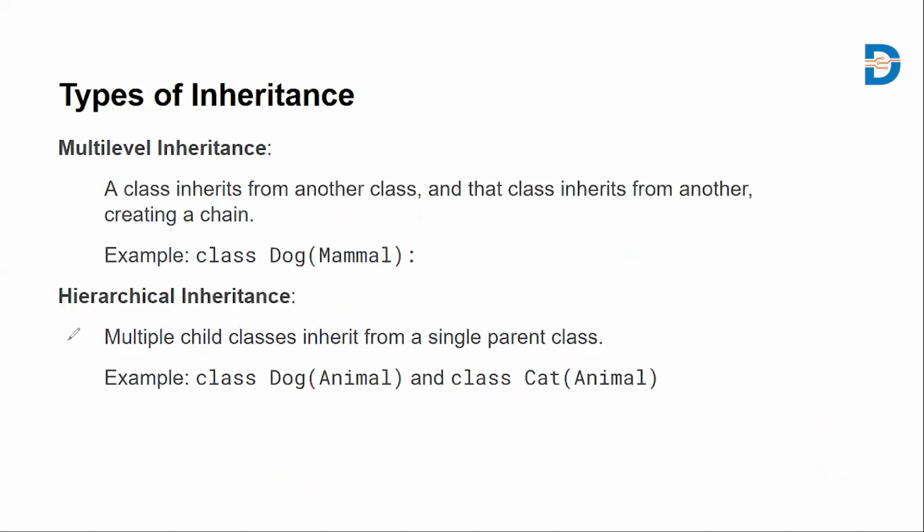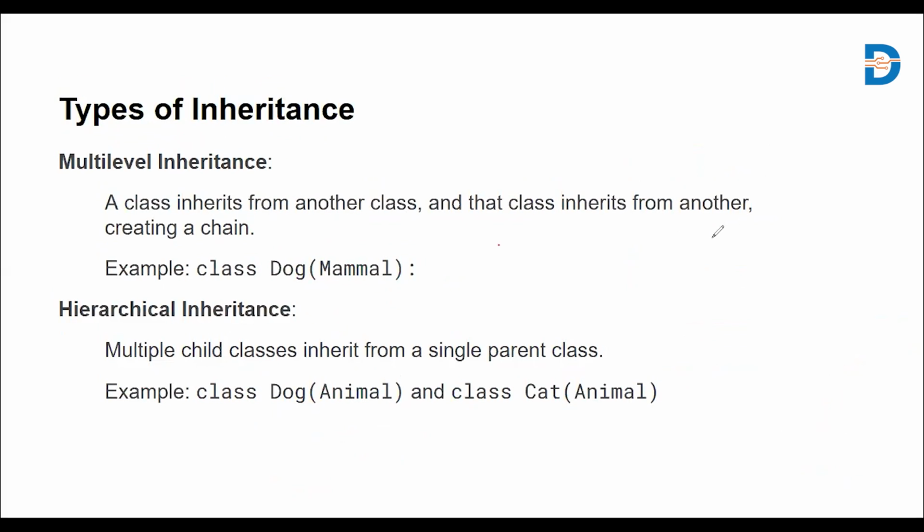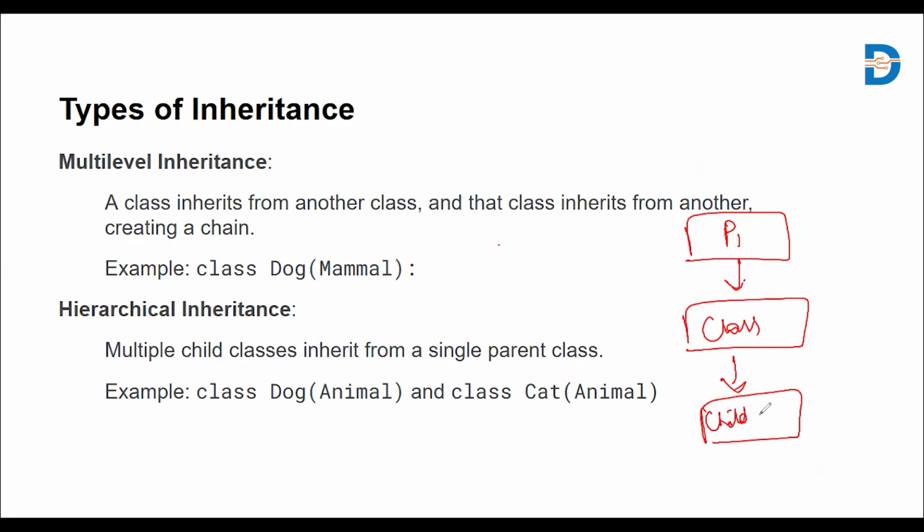Next we have two more types. One is multi-level inheritance and another one is hierarchical inheritance. In multi-level inheritance, you have a parent class, which has one more class, and that class also has one more class that I call a child class. That means a class inherits from another class, and that class also inherits from another class. This creates a chain. It looks like a chain structure. That is what multi-level inheritance is.